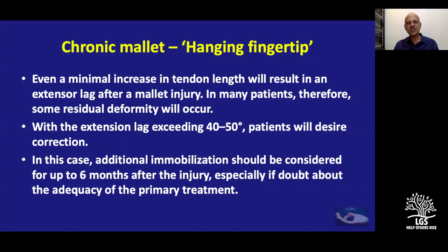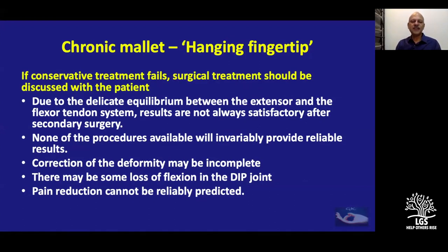In this case, additional immobilization should again be thought of, up to 6 months. As I said, up to 6 months after injury, you can try the splinting. Especially if you doubt the adequacy, or the patient has not had any splinting at all, you can always try the splints even now. Now, if conservative treatment fails, surgical treatment should be discussed with the patient. We have told the patient that splinting will treat most of the problem, but now the patient has come to us with still an extensor lag. We need to talk about the surgical treatment.